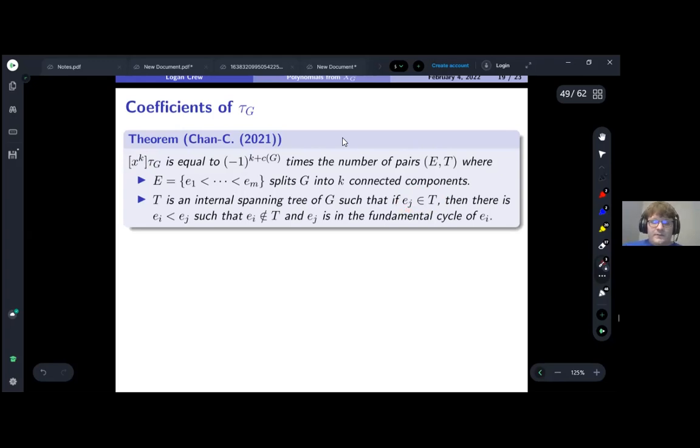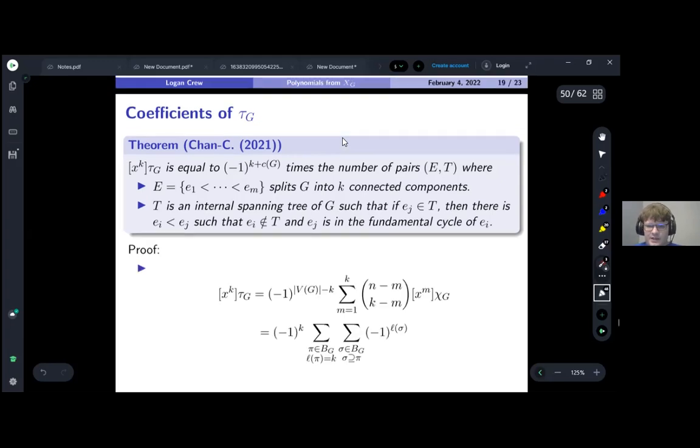This is a weird statement in some sense, but it does give us an explicit combinatorial interpretation of the coefficients of the tree polynomial in terms of simply counting certain things on the graph. And since we're running low on time, I'm going to skim through this proof, but to put it simply, first of all, we have this formula that I'm just copying from the other page here.